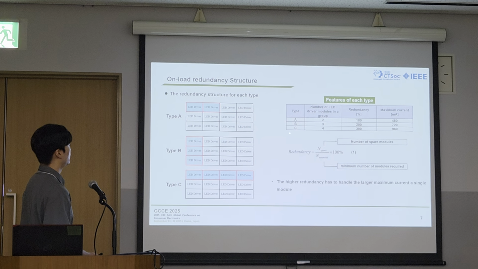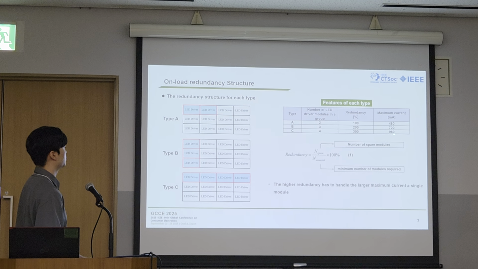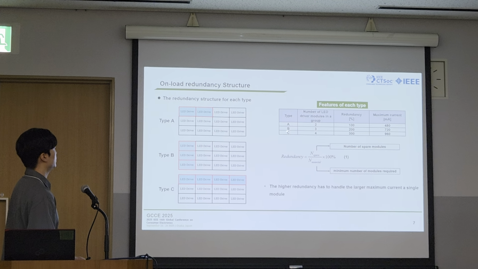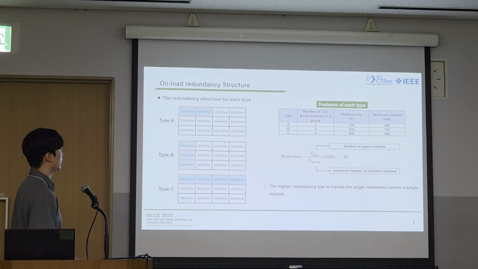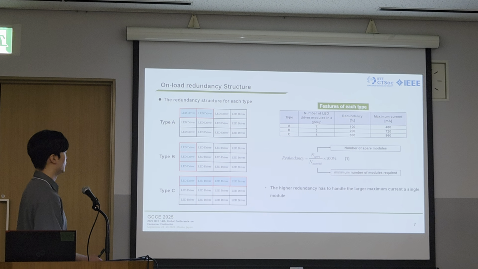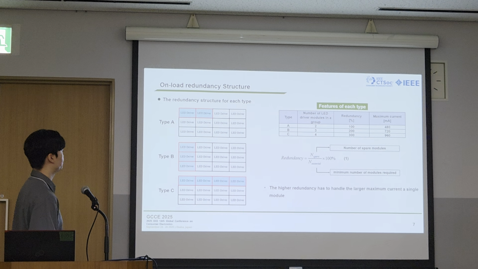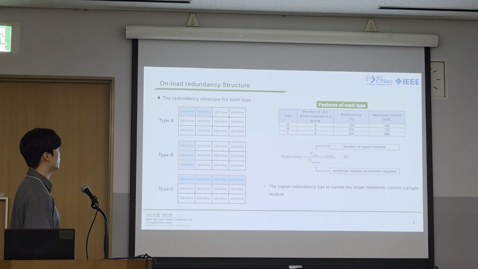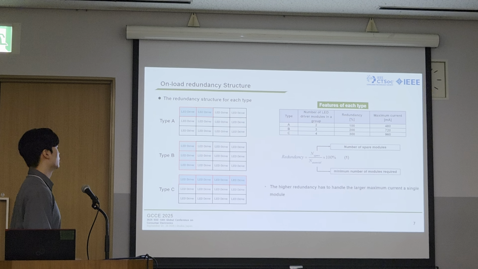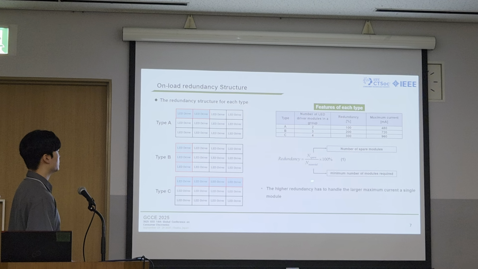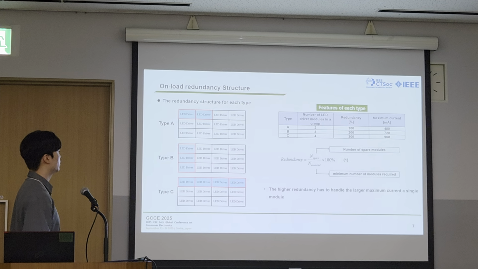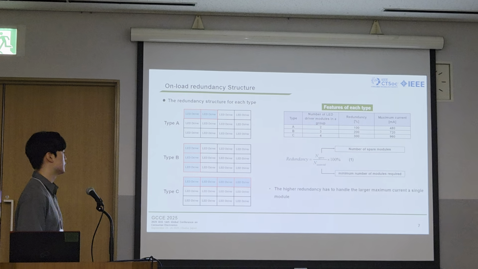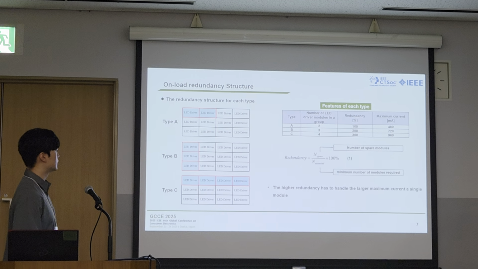As you can see, higher redundancy means each module has to handle a larger maximum current. For example, type C has to handle 960 milliamperes when only one module is left in the group. And the redundancy is calculated using equation 1. The numerator is the number of spare modules available, and the denominator is the minimum number of modules required, multiplied by 100%, and we can get the redundancy.